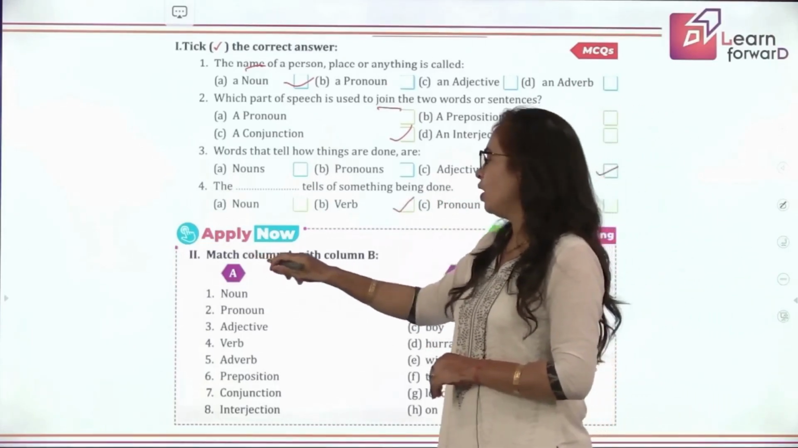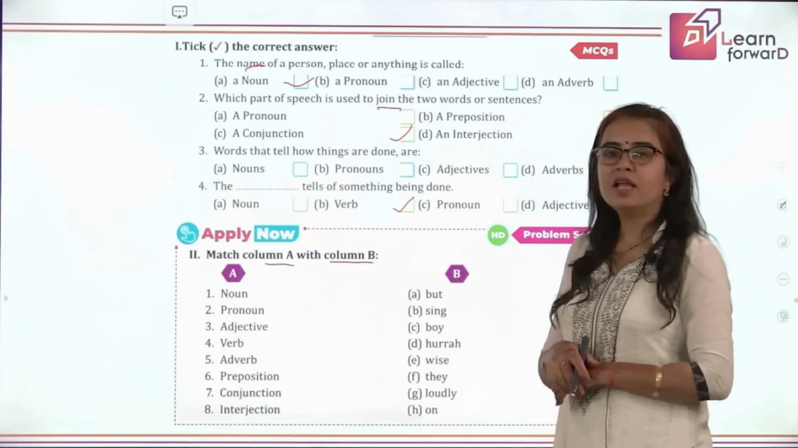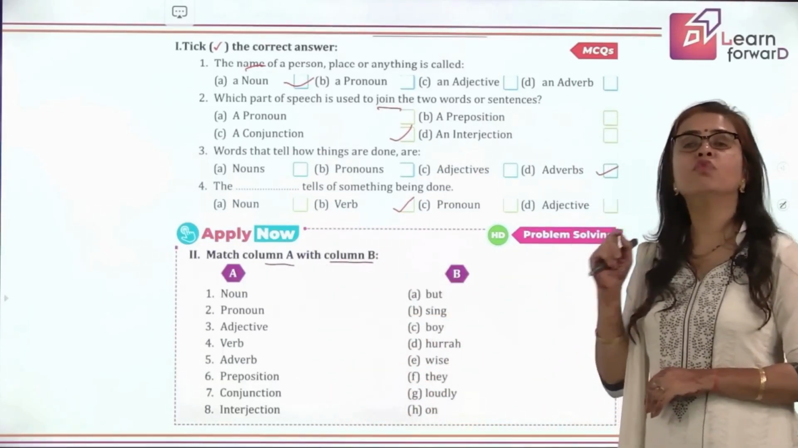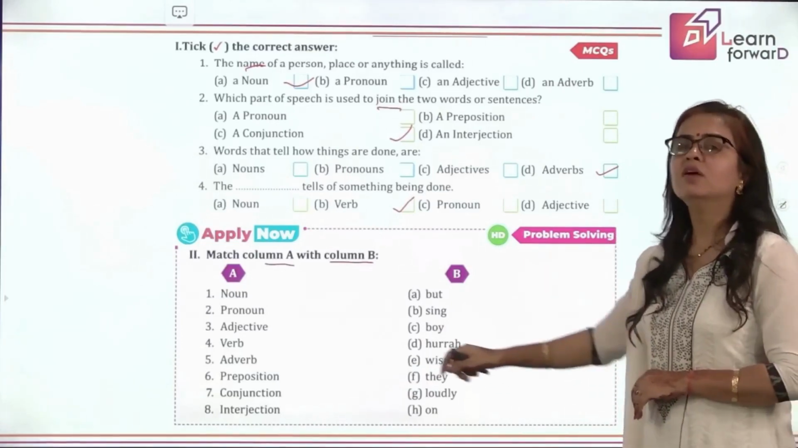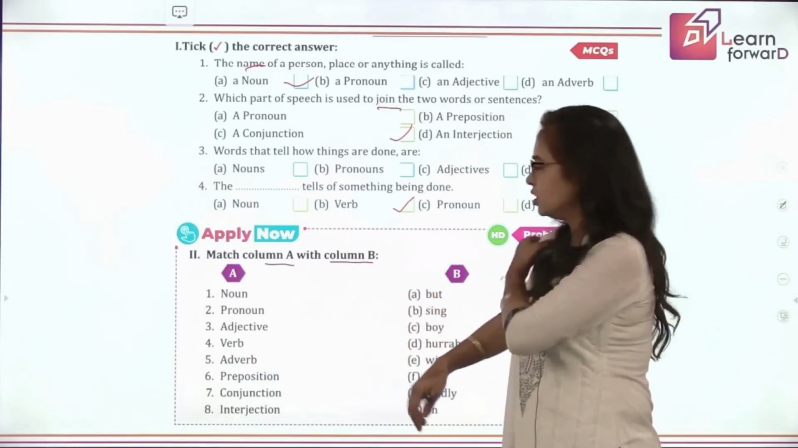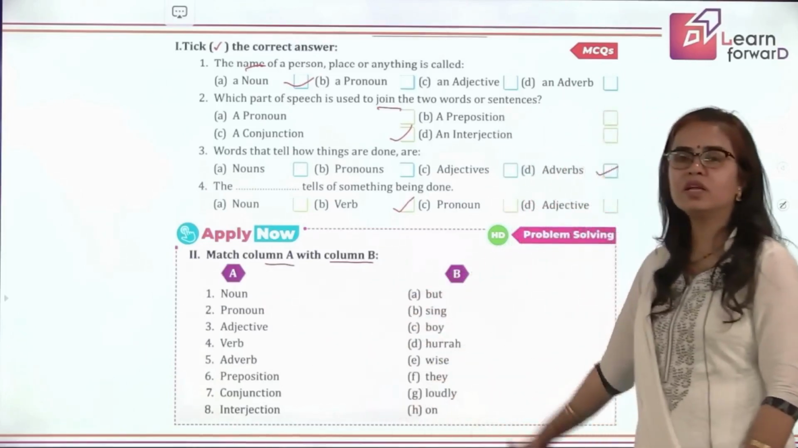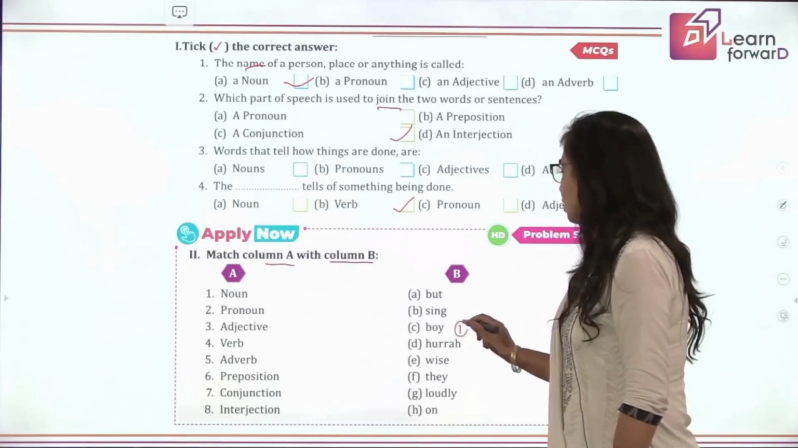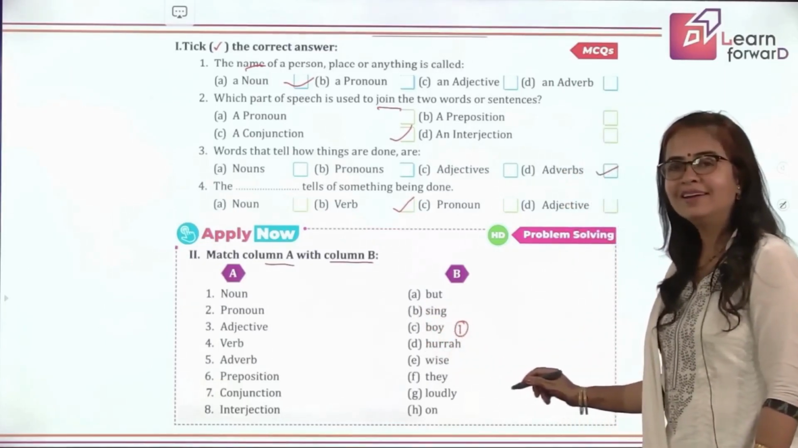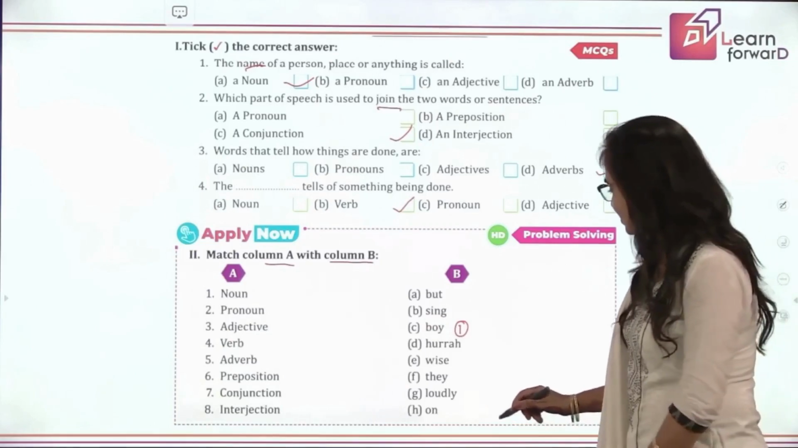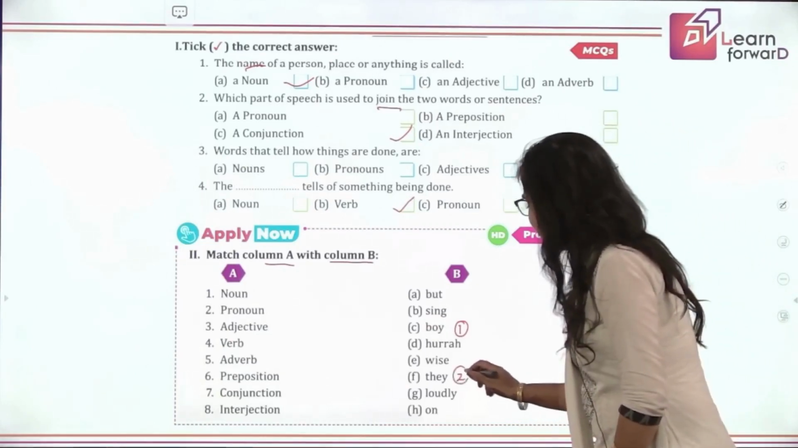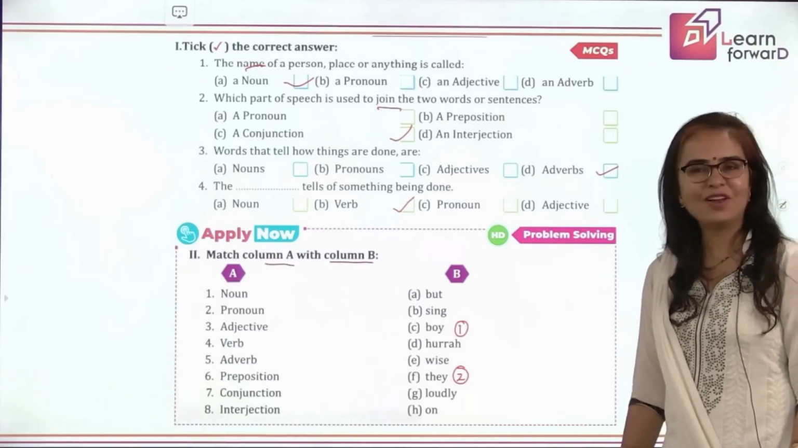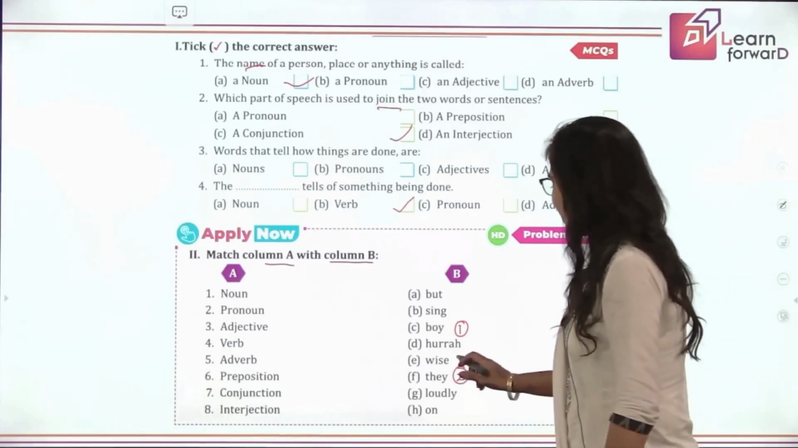Now match column A with column B and what's there? Here is the list of parts of speech for you and here are some words. So you just have to tell what that word is, which part of speech is it. So for noun, find out the noun from here quickly. Yes, you are there. The boy is a noun. And what's a pronoun here? They. Good. Where is it? F. Very nice. What is an adjective here? Are you all wise? So that's your quality.